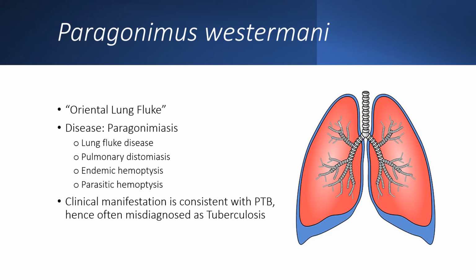So this is very consistent with PTB. It is often misdiagnosed as tuberculosis. So for us to differentiate P. westermani infection from pulmonary TB, we will perform acid-fast staining. Okay, so your tuberculosis will be acid-fast. There will be acid-fast bacilli present.